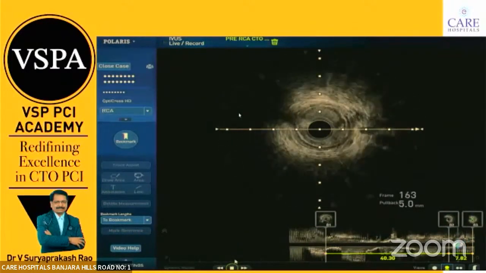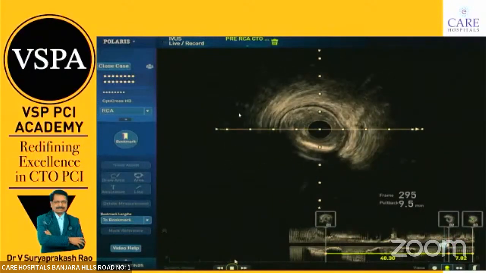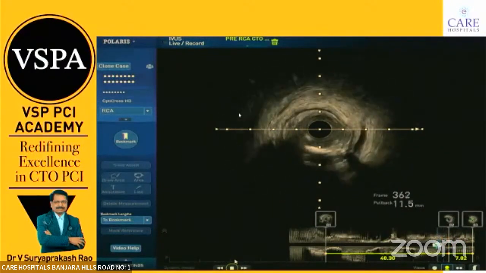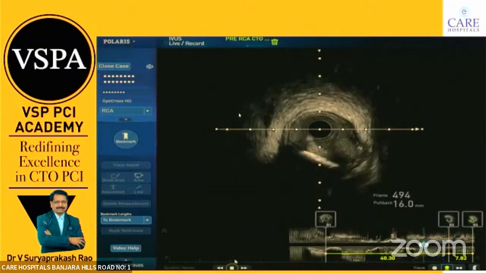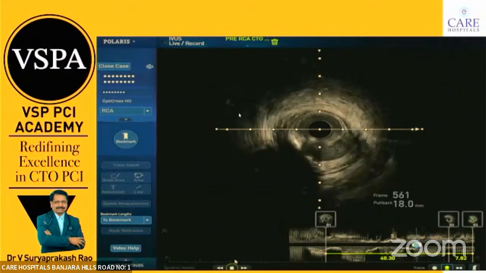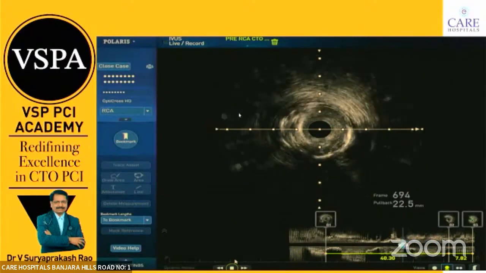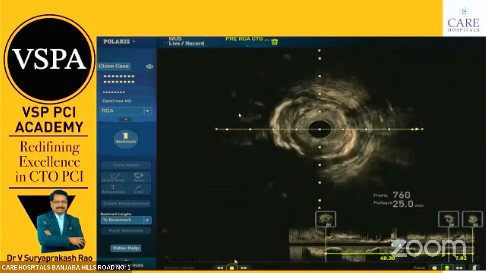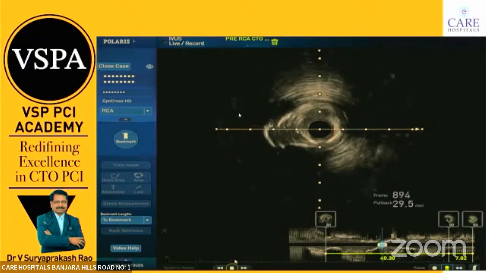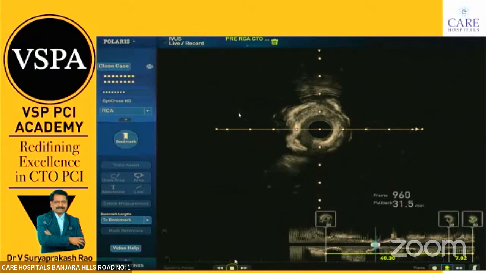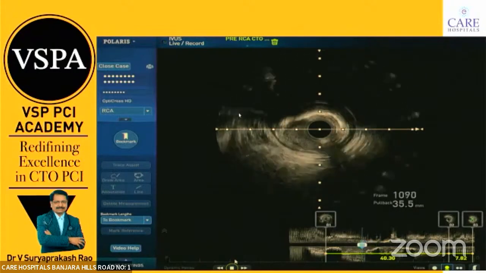So the IVUS, you see the distal vessel is around 2.5, and there's calcium from 5 to 8 o'clock, and again there's a branch coming there, and at the segment of the CTO, it's a very dense calcific lesion. You can see multiple planes of dissection. You can see the calcium broken with the balloon dilatations, and eccentric calcium also in the media intima. That's why this lesion troubled a lot.